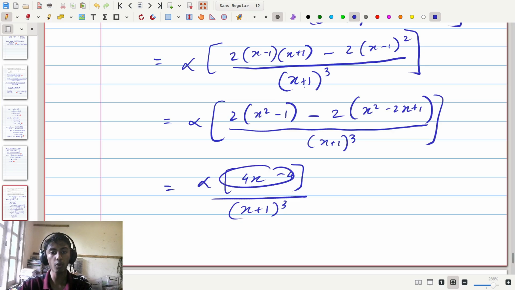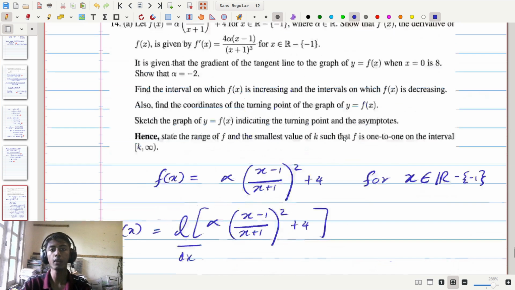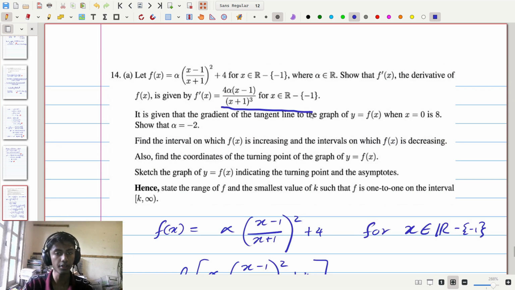which if you factorize out the 4, we can see we get 4 times alpha times x minus 1 divided by x plus 1 cubed, and this result is exactly what they wanted us to find in the question. So with that we're done.